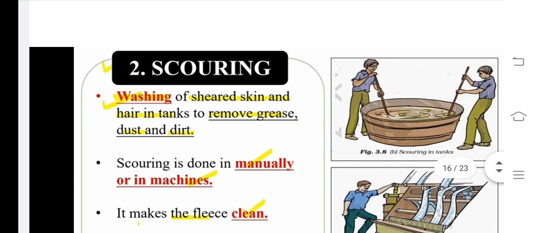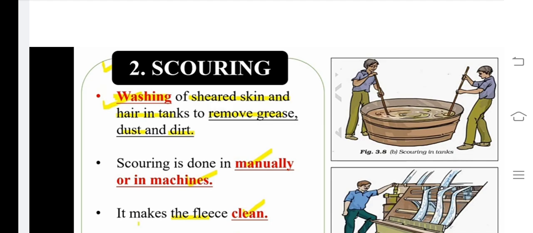Next one is, what is the second step, ma'am? Scouring. Very, very important. Shearing is already done, children. What is that? We are getting shearing of skin, and that hair should be washed. So the second process is scouring. In scouring, the sheared skin and hair are washed. So what do they have to do in the second step, children? Washing of sheared skin and hair in tanks to remove grease, dust and dirt. I hope you understand, children.